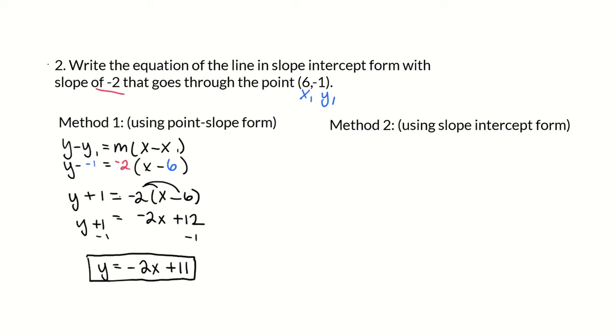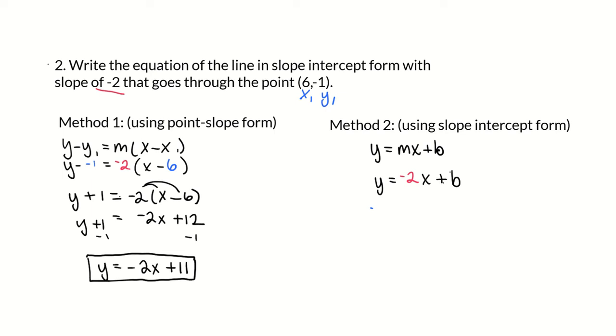The other method is to just start with that form, which is y equals mx plus b. We plug in the slope that we have, which is -2 for m. So we know our equation is going to be y equals -2x plus some b, but we don't know the b value yet. And then we plug in our point (x1, y1) for x and y, and we solve for the b value.